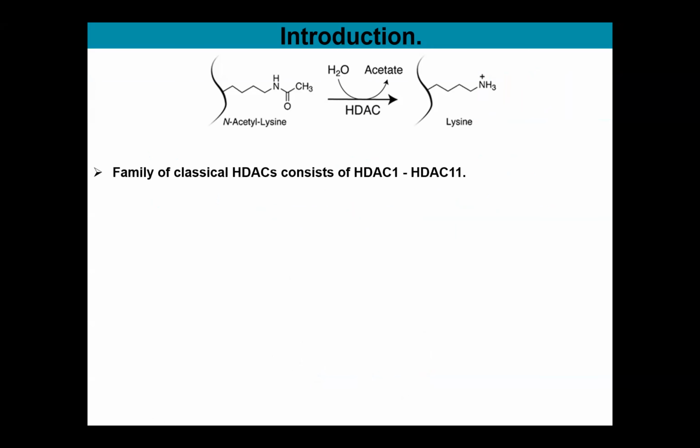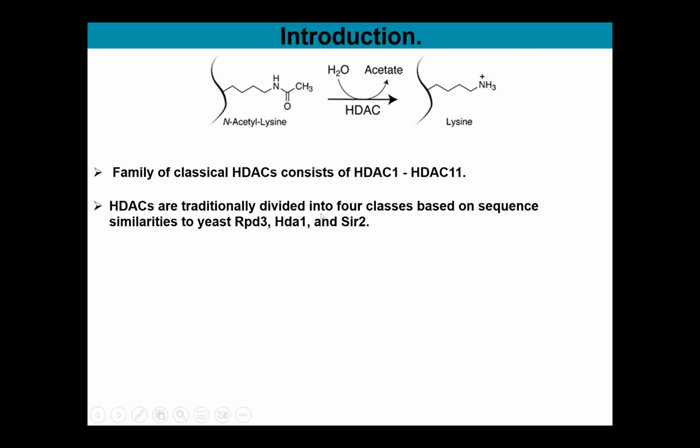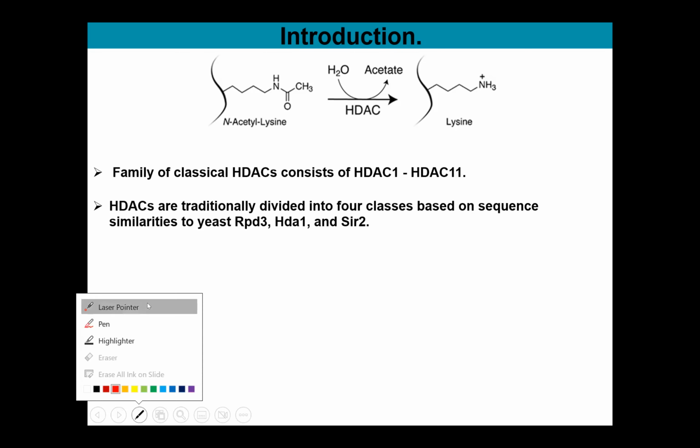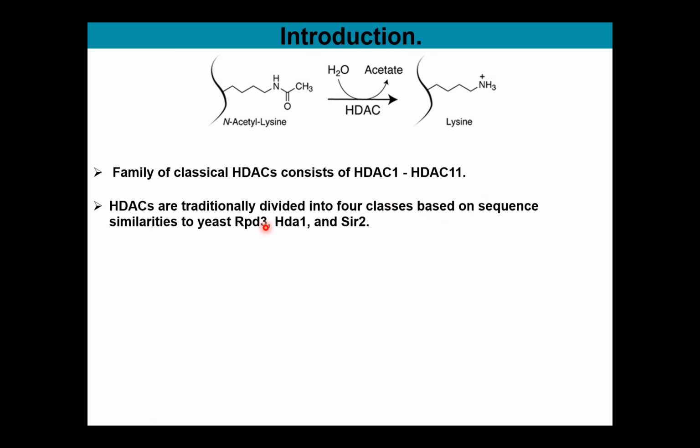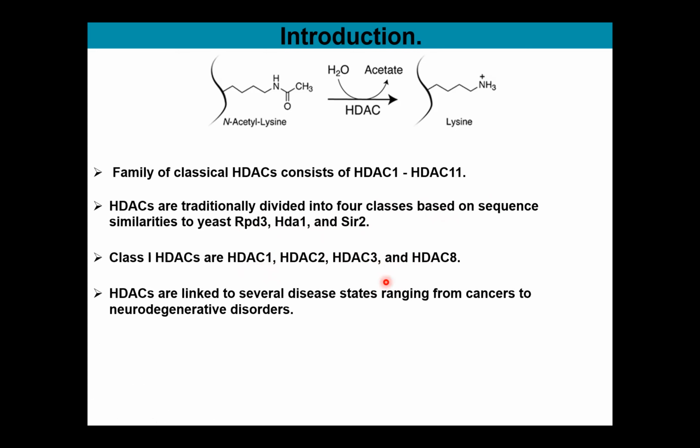There are a total of 11 HDAC proteins, HDAC1 to HDAC11, which are divided into four classes on the basis of their sequence similarity with the yeast proteins RPD3, HDA1, and SIR2. In class 1, four HDACs are present, HDAC 1, 2, 3, and 8, which are linked to several diseases ranging from cancer to neurodegenerative disorders.